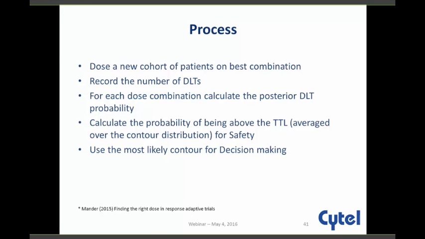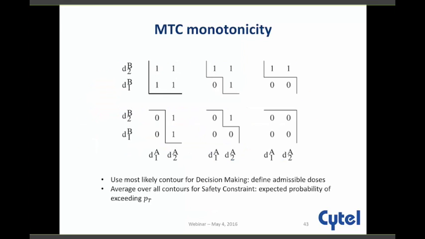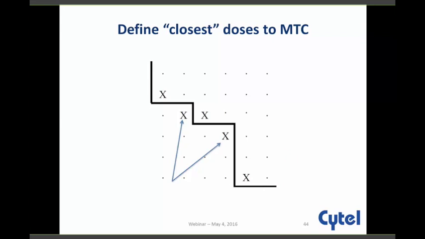So as we mentioned, we are talking about the monotonicity of these maximum tolerated contours. So we want to use the most likely contour for decision making, and therefore we want to define the set of admissible doses, and then average over all contours for safety constraints, which is the expected probability of exceeding the target toxicity level. When we talk about the admissible doses, we want to define the doses that are going to be closest to the maximum tolerated contour. And we want to be closer from below. Obviously, we do not want to exceed this target toxicity level or this MTC line.